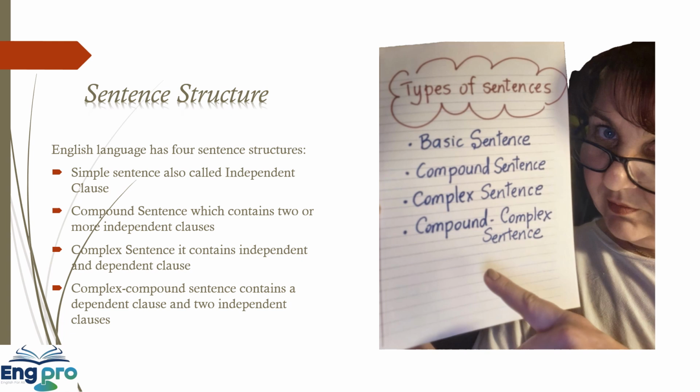As you can imagine, there are different types of sentences, not just one. So in English, we have 4 types of sentences. The first one is the basic sentence. Second is a compound sentence. Third is a complex sentence. And the last one is a compound complex sentence structure. And off we go. Now we're going to explore all of them.